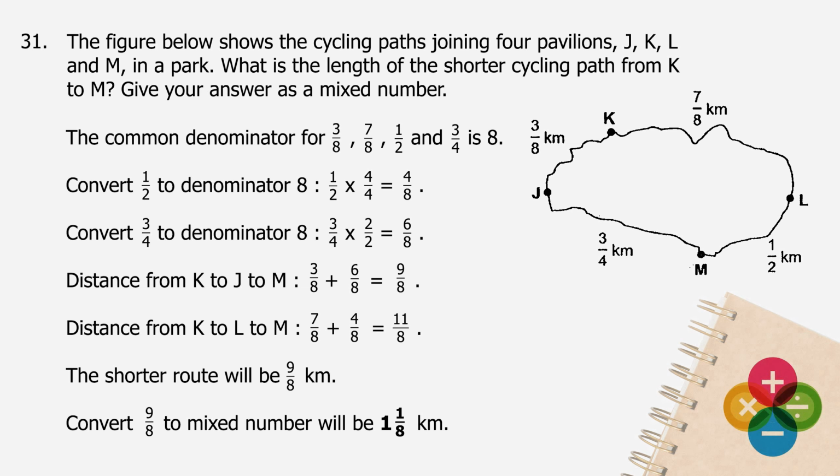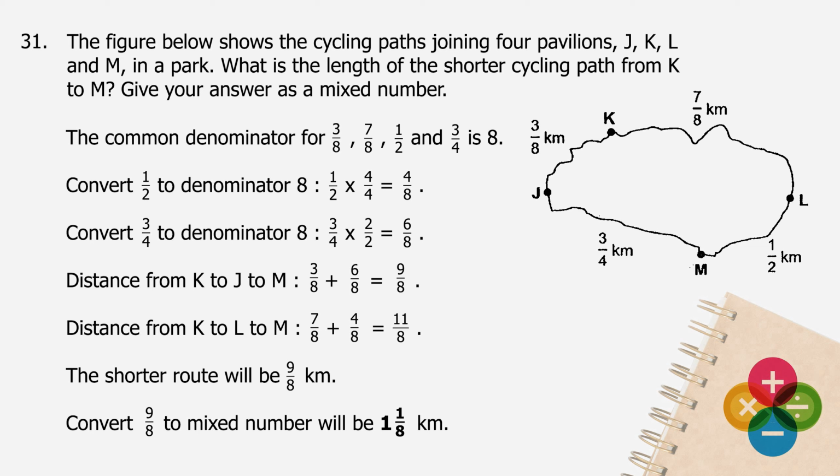The common denominator for 3/8, 7/8, 1/2, and 3/4 is 8. Convert 1/2 to denominator 8 will be, multiply 1/2 by 4, and the product is 4/8. Convert 3/4 to denominator 8 will be, multiply 3/4 by 2, and the product is 6/8.